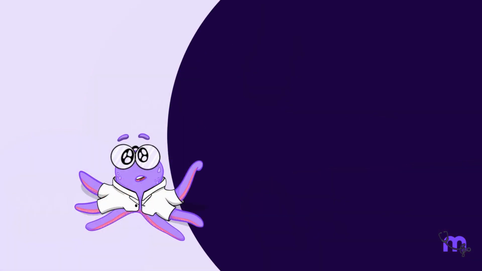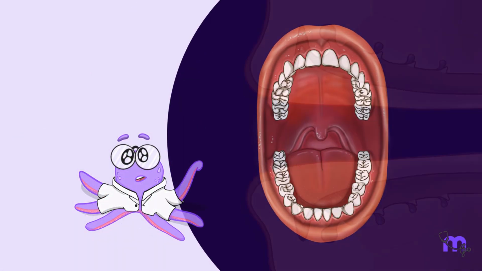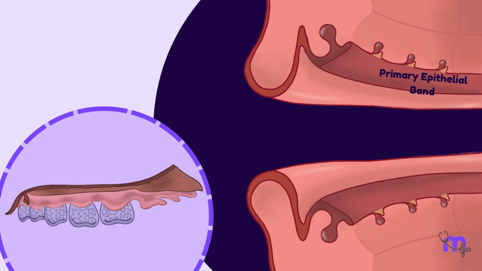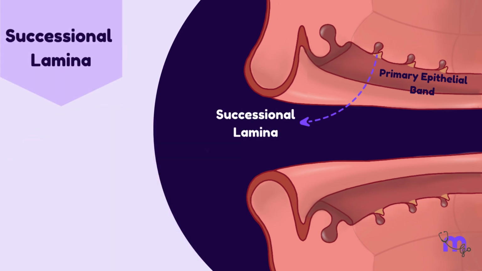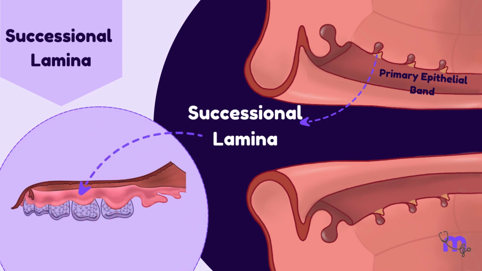This brings us to the next question. Where do permanent teeth develop from? The answer lies in understanding the two unique growth patterns emerging from the primary epithelial band. Firstly, each thickening produces a lingual extension, eventually forming permanent teeth. This is known as the successional lamina.